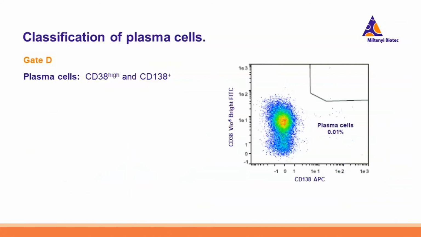And then in the next step we already gated for the plasma cells. This is the gate up here, CD38 high and CD138 positive. You see the percentage of plasma cells in human blood is pretty low, around 0.01%. That's why it's always so hard to find them, but that's how you gate them.